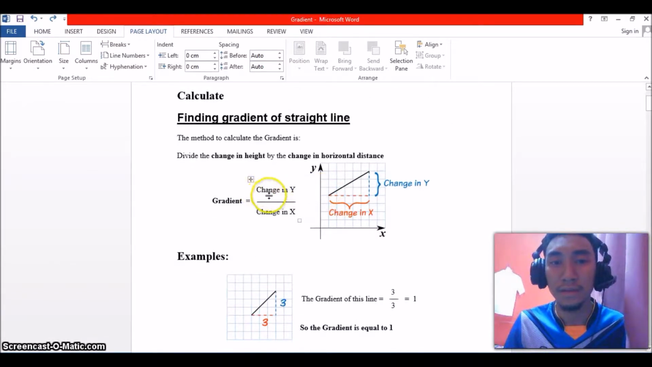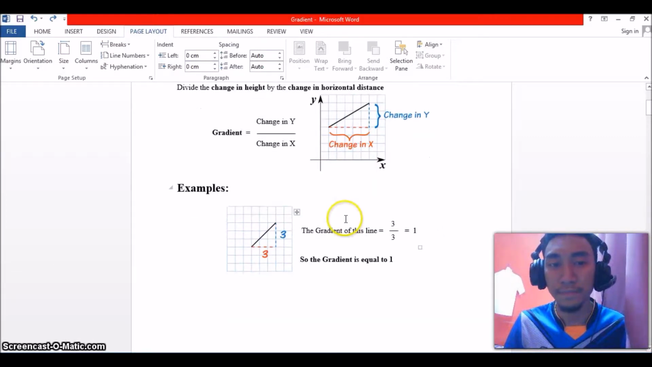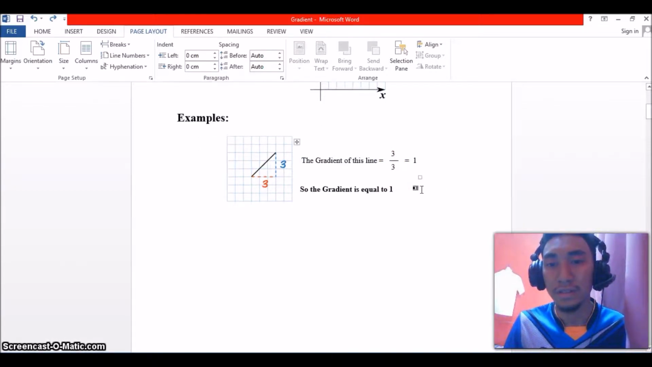The method to calculate the gradient is to divide the change in y by the change in x. For this picture, the change in y is here and the change in x is here. For example, for this line, the change in y is 3 and the change in x is 3. Divide 3 by 3 and we get 1. So the gradient of this line is 1.